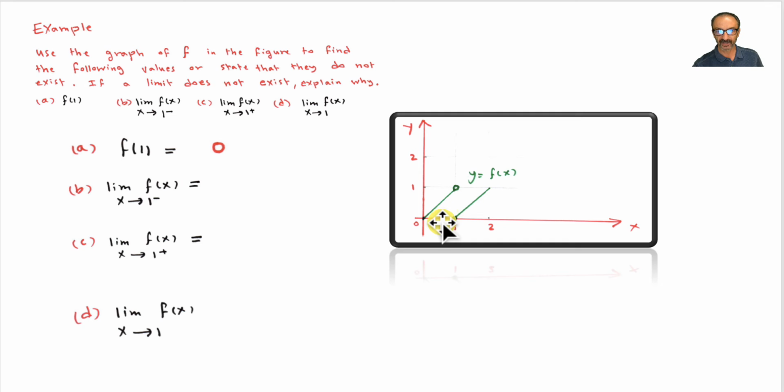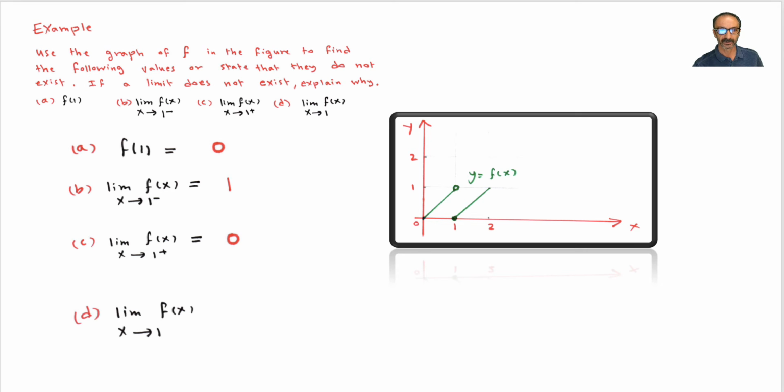If you approach 1 from the left, you are up here. Okay, you're close to this open circle. So what's the value? All the way up to 1, so it's 1. How about if you approach 1 from the right? You're getting closer to this point right here, getting down, so your values will be closer to 0, to the x-axis.